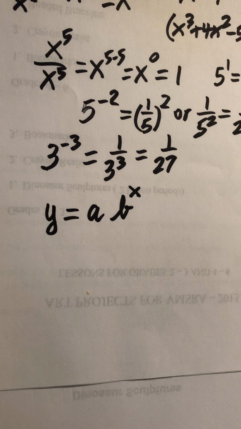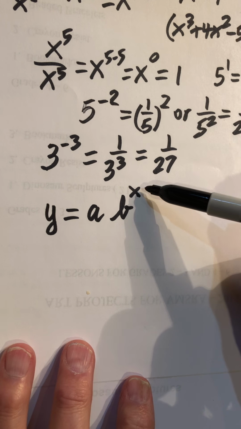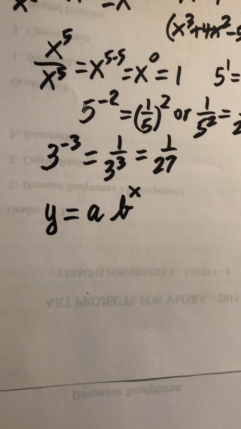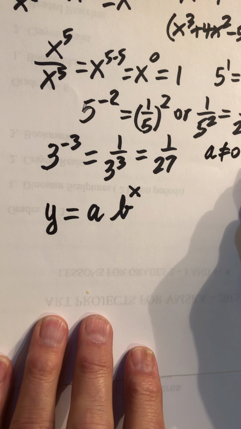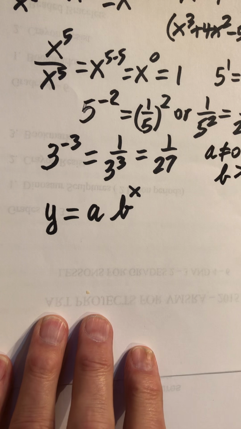All right. Also, you wouldn't want b to be 1, because then you would have 1 to the x power, which would just be 1. So that would just be y equals a, which would be a constant function. So you can't have b as 1, you can't have b as negative, and you can't have a as 0. So those are restrictions on the exponential function. Let's write them out. A cannot be 0. B cannot be 1. And b has to be larger than 0.